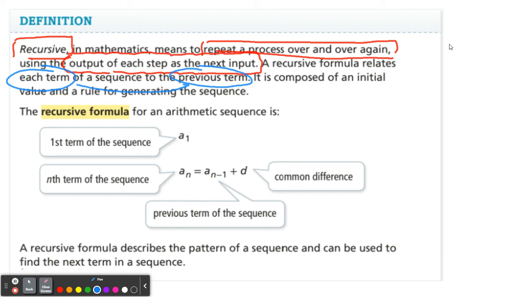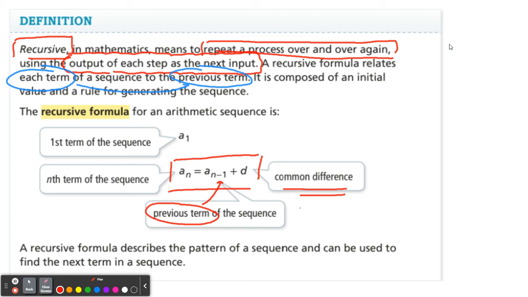So here is an example of a recursive formula for an arithmetic sequence. You would identify what the first term is, a sub 1, and then this would be your recursive formula. A sub n, we call this the next term, would be a sub n minus 1 plus d. A sub n minus 1 is the previous term. And again, this d is the common difference.